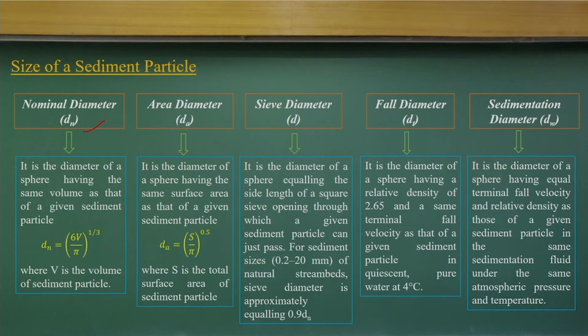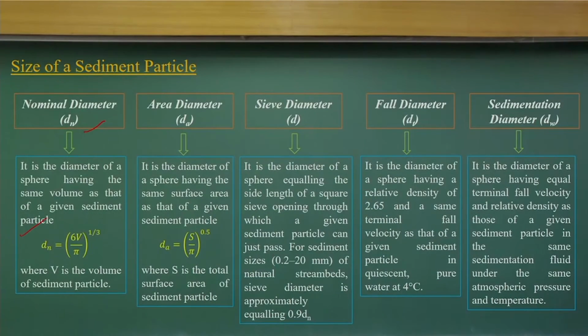You take a sediment particle and consider it as an equivalent sphere; what could be the diameter? That is the nominal diameter. That means you take a sediment particle, which can be fine or it can be a gravel, and you make it equivalent to a sphere. If it is an equivalent sphere, what could be the diameter, that is the nominal diameter.